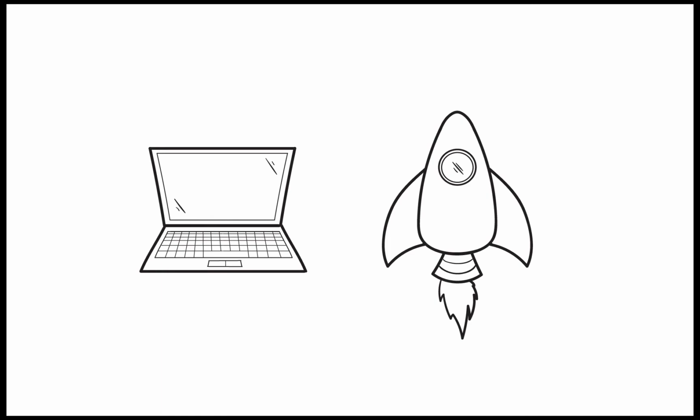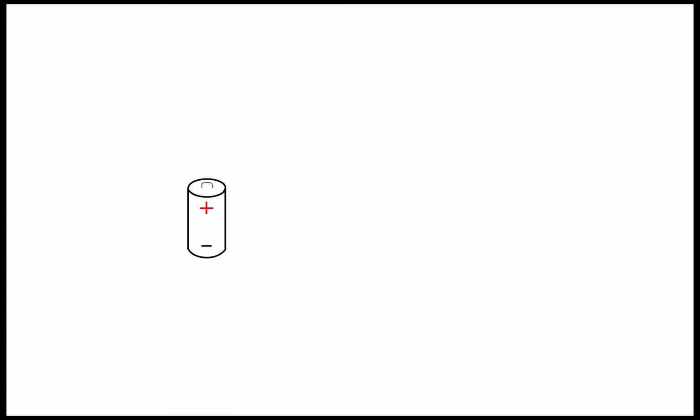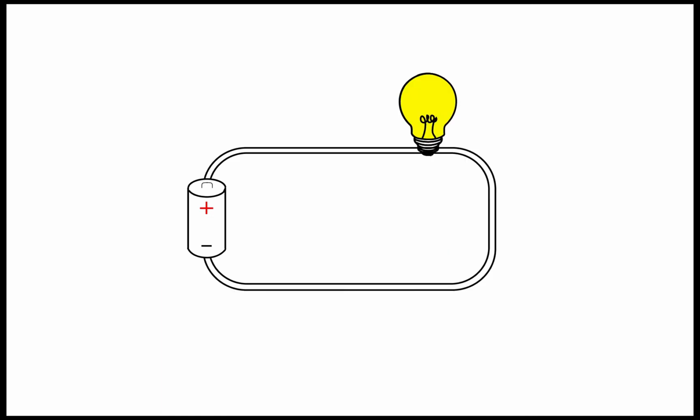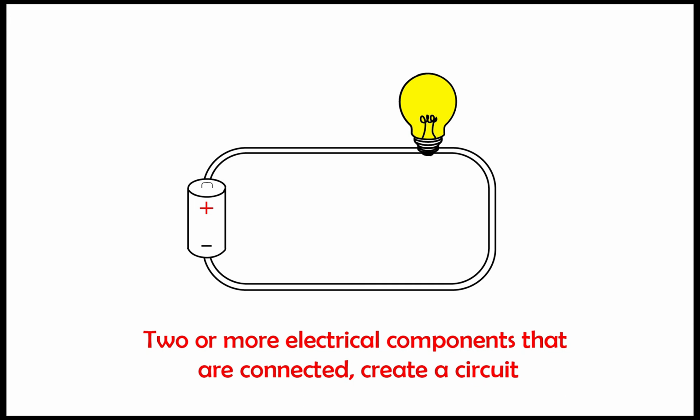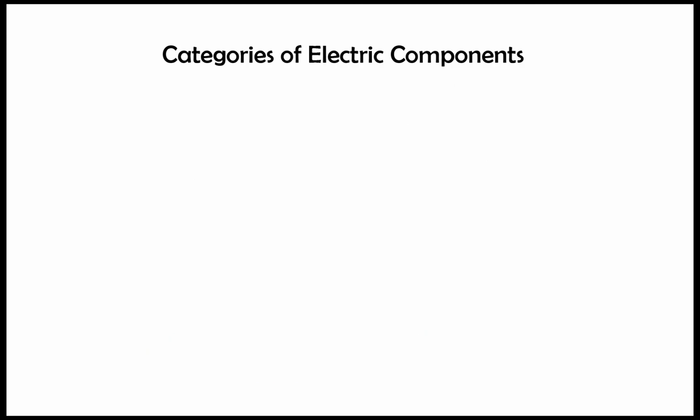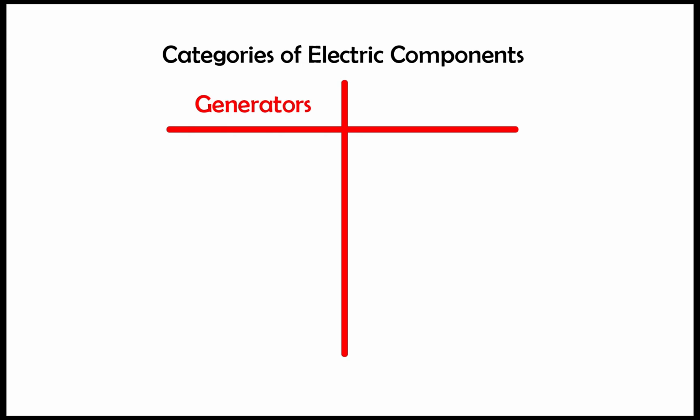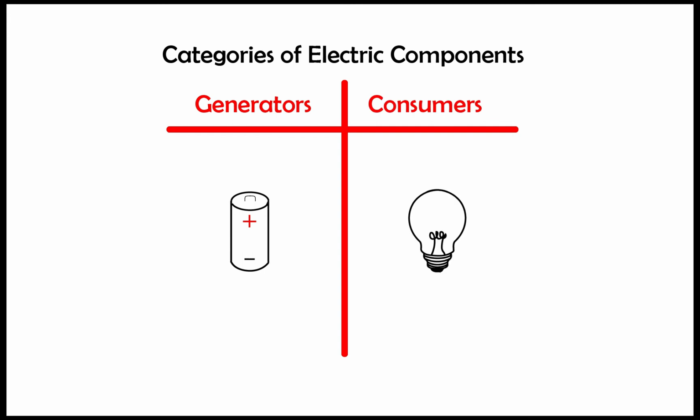But a circuit doesn't have to be a complex computer or a rocket. In fact, a simple battery connected to a light bulb is a circuit. Any two or more components connected electrically create a circuit. There are two main categories that most electric components fall under. The first one is those elements that generate energy, such as the battery in our example. The second category consists of components that consume energy, like the light bulb.